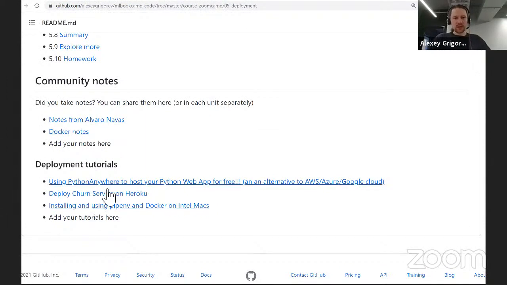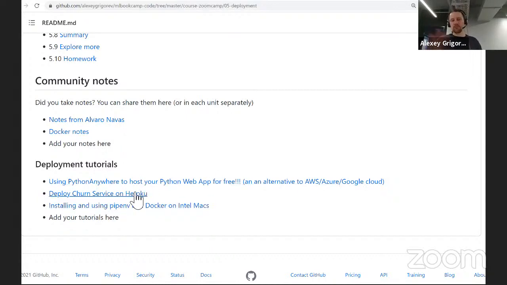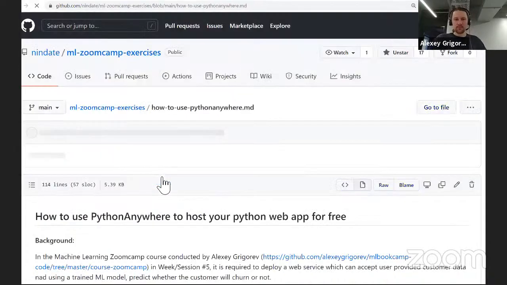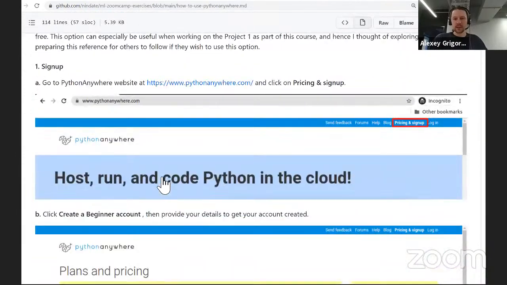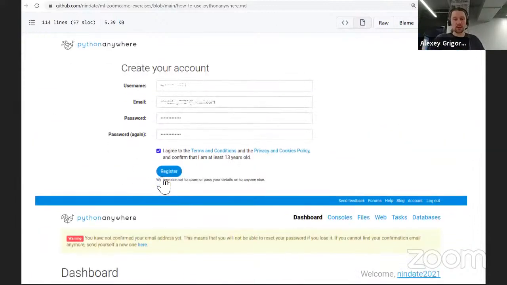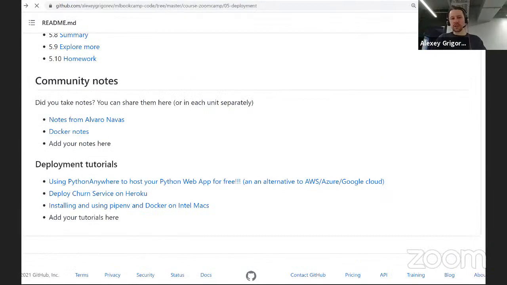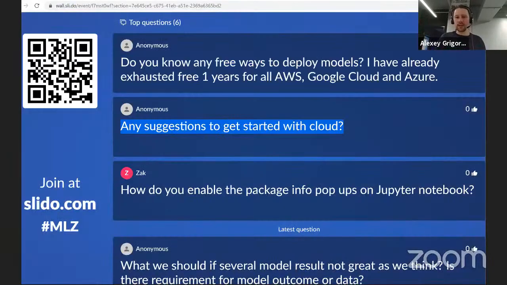How to use Python Anywhere, how to use Heroku. I think I need to put the one on installing and using pipenv here. There are some tutorials here from the community that are quite good. If you want to use Python Anywhere, from what I see from this instruction, it's relatively simple and it's free. So you can just start with that. Other than just going ahead and using this, I don't have any other suggestion.